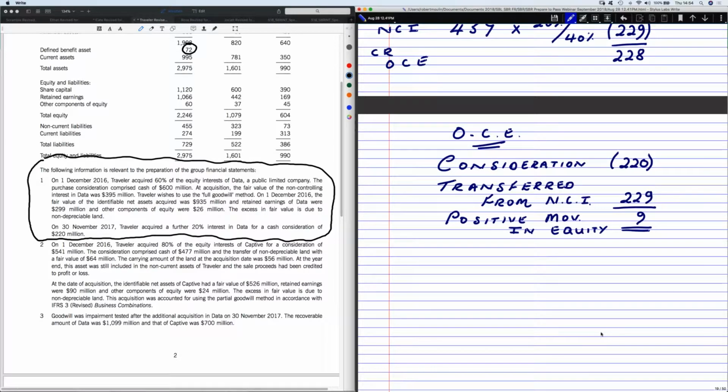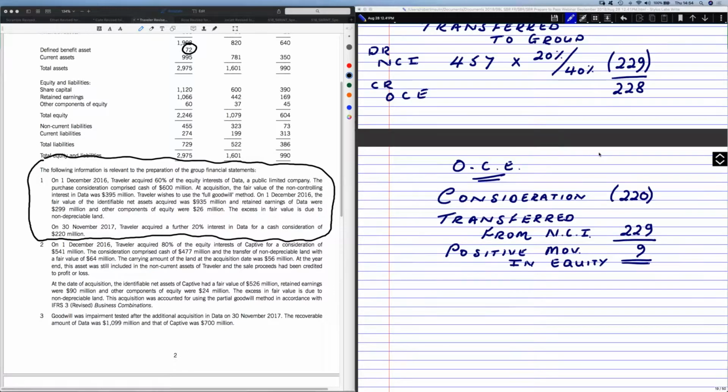Now, some of you are saying this is a bargain purchase. Please remember this, everybody. You only calculate goodwill once. You only de-recognize goodwill once. You only calculate goodwill once when you gain control in accordance with IFRS 10. You only de-recognize the goodwill once when you lose control in accordance with IFRS 10. Does that make sense, please?